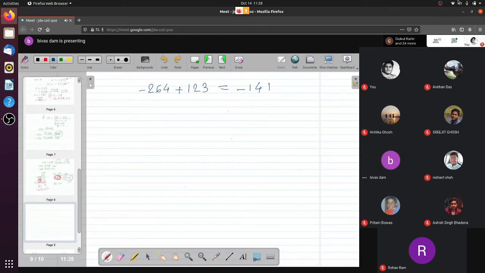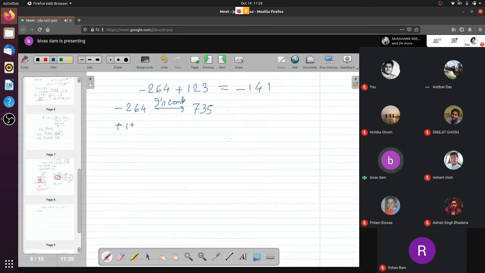What are the two operands here? Minus 264 and plus 123. Okay, these are the two operands. So you have to find out the ninth complement of both the operands. So minus 264, what will be the result of this ninth complement operation? 735. Tell me, quick. 735. It is not 735.